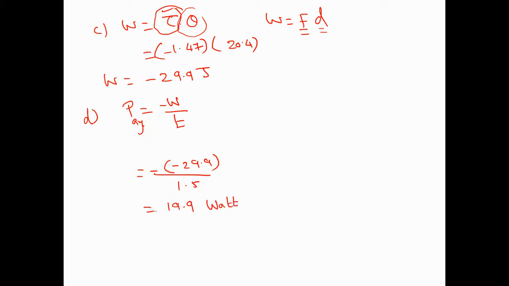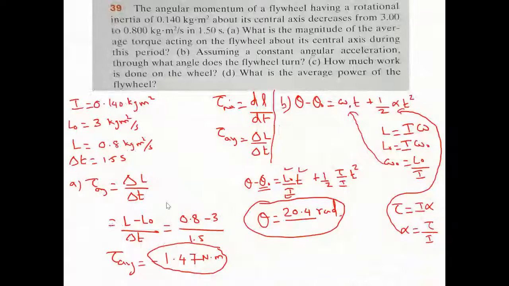Watt. Clear? First, the minus you said about dimension in the question, right? Yes, they clearly mention work done on the wheel. If it is work done by the wheel, then you have to put positive. But here they clearly mention work done on the wheel. Am I right?